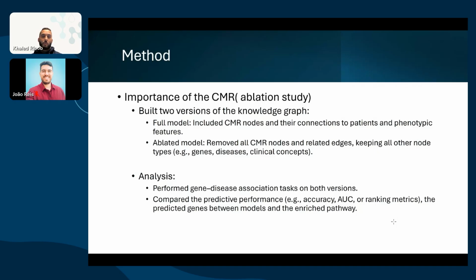So we created two versions of the knowledge graph. One knowledge graph has the CMR features integrated. The other knowledge graph doesn't have the CMR features integrated. And then we ran the same analysis, which is predicting the gene disease association, using both different knowledge graphs. And then we evaluated the difference between the two knowledge graphs based on the predicted genes and based on the number of enriched pathways.